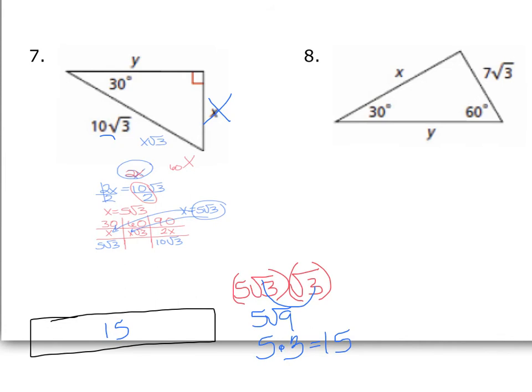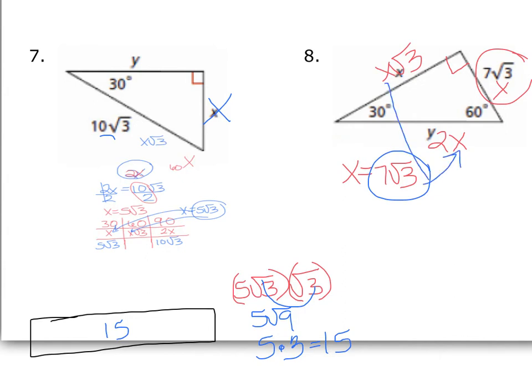Okay, number 8. Across from the 30-degree angle is x. Across from the 90-degree angle, the hypotenuse, sorry about that, is 2x. And the long leg is x square root of 3. Circle what they gave you. So that means x is 7 square root of 3. Wherever in your pattern you see an x, you're going to plug in 7 square root of 3. So the hypotenuse is 2x, which means that is 2 times 7 square root of 3. You just multiply what is alike, which gives you 14 square root of 3 for your hypotenuse.